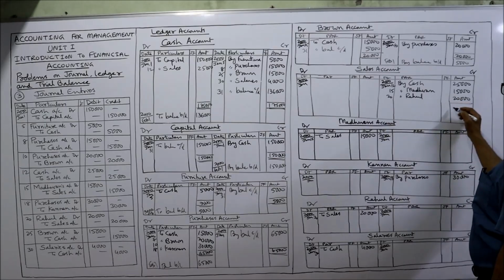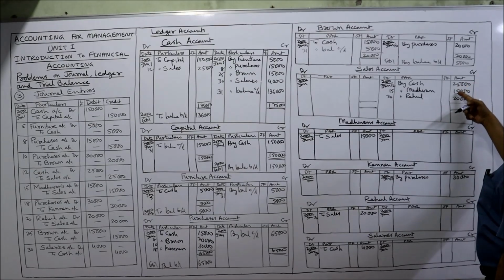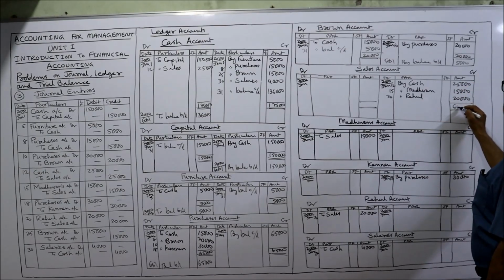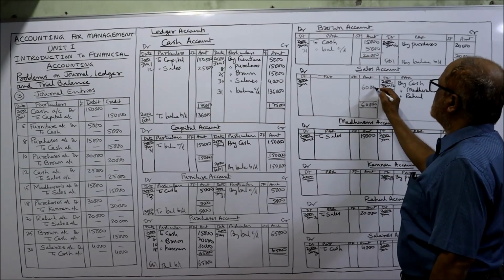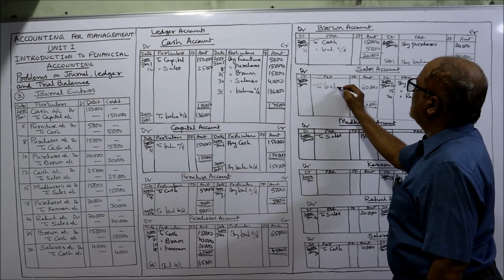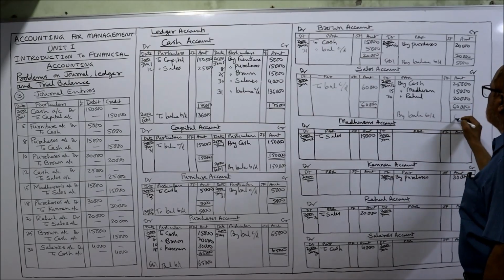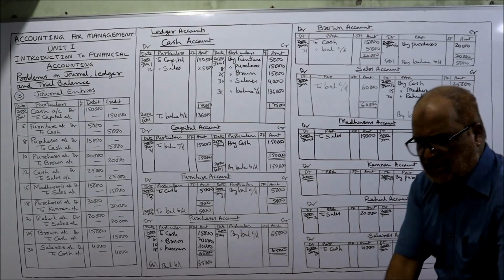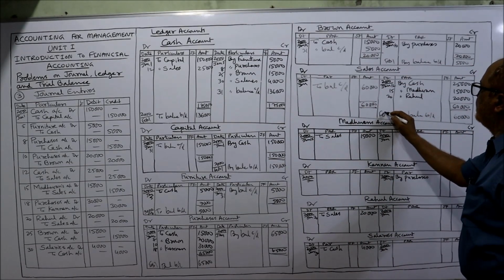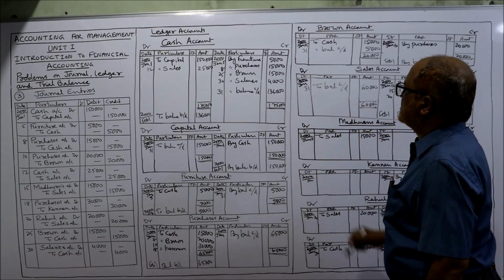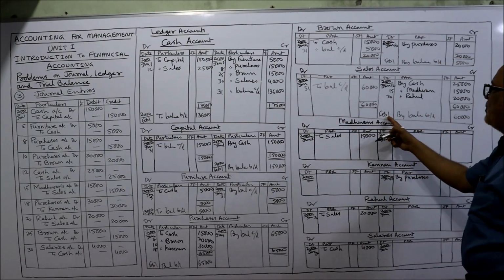Now here sales account. Sales account credit side is 20, 30, 40, 50, 60,000. Take the same 60,000 here. 60,000 to balance carried down, by balance brought down 60,000. Now opposite side, date is February 1st. Here date is January 31st. Closing date is 31st Jan and next month opening is February 1st.